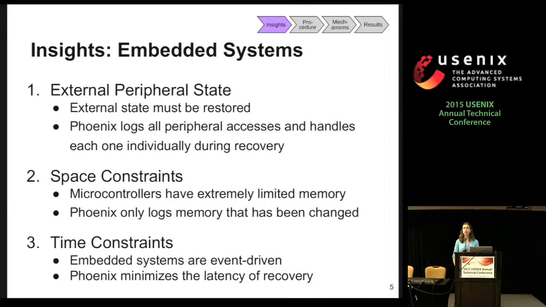Second, microcontrollers operate under extremely tight resource constraints. A typical mid-range microcontroller will have on the order of only 64 to 256 kilobytes of SRAM. And so, rather than taking a snapshot of the entire memory state of the system, USENIX logs only the memory that has actually been changed. In terms of time, microcontrollers have CPUs which operate at much lower speeds than those of conventional computing systems. And so to minimize the latency of recovery, USENIX enables rollback to the precise point of the failed peripheral access, minimizing the amount of work to be re-executed.